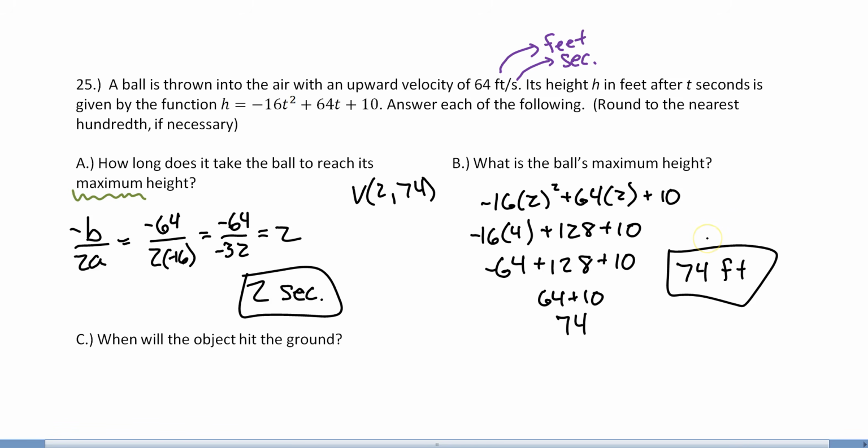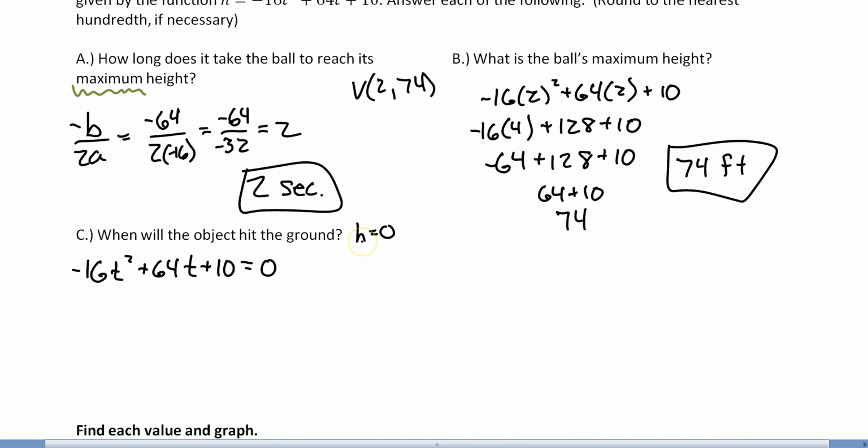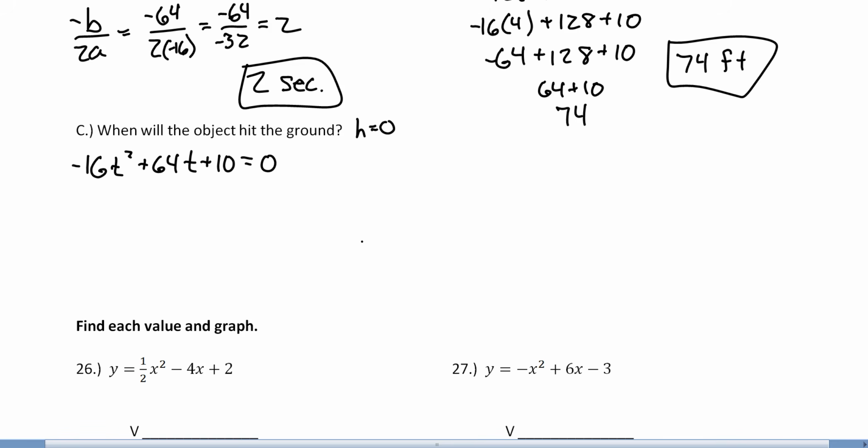Okay? The next part of this thing says, when will the object hit the ground? And the thing we should recognize is that the ground is really a height of 0. So it's really just a way of saying, hey, plug a 0 in for h, so I'd have negative 16t squared plus 64t plus 10 equals a height of 0. I want to know when that's going to equal a height of 0. Well, this is one that I just have to solve the quadratic. And really, you could try building a bridge on this, but it's not going to work.